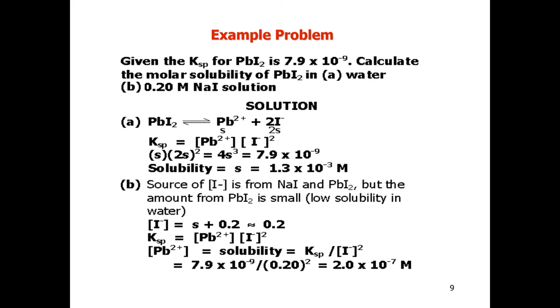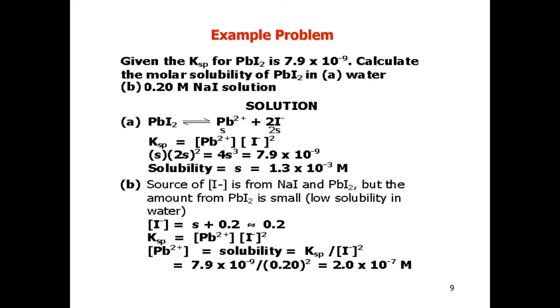Now we make the calculation for lead iodide in 0.20 molar sodium iodide solution. As such, the iodide comes from PbI2 and also 0.2 molar coming from sodium iodide. Now they make an assumption that the S from the PbI2 is very small. Why? Because the Ksp is very small, 7.9 × 10^-9. So the contribution of S is small relative to that contributed by sodium iodide.